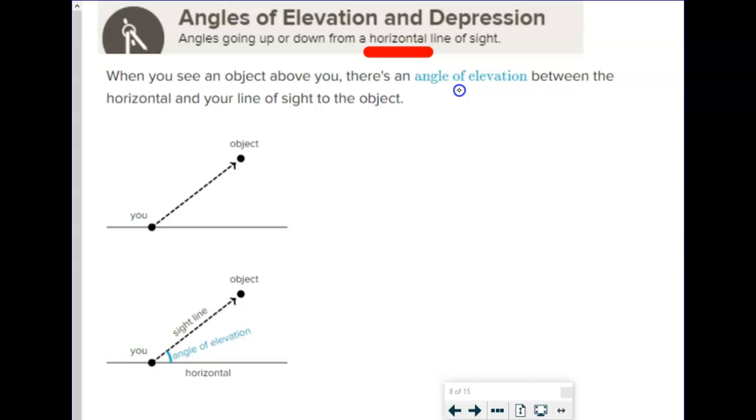I have a feeling someone else or a computer does the actual math calculations, but they're doing the measurement with the angle of elevation and depression based on how they're tilting their lenses. So it's kind of cool.